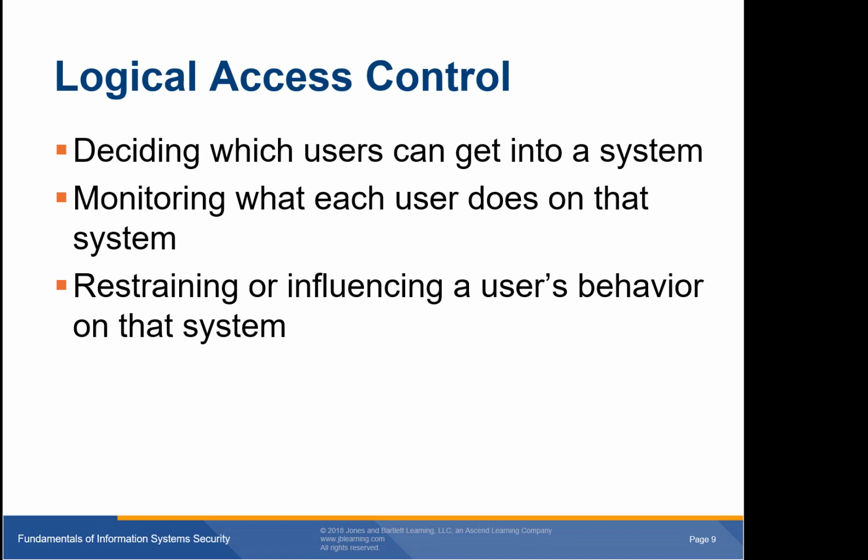Security administrators use logical access control to decide who can get into a system and what tasks they can perform. A system can also use logical access controls to influence how staff personnel use a system. Examples of system controls for a human resources system include the following.